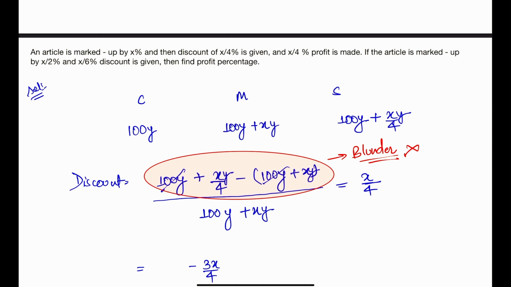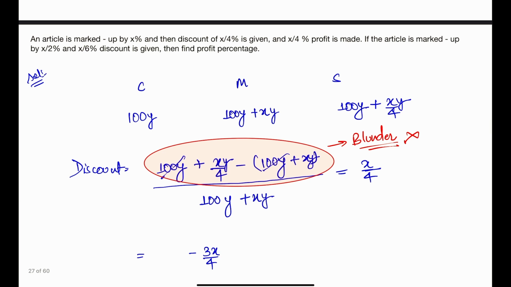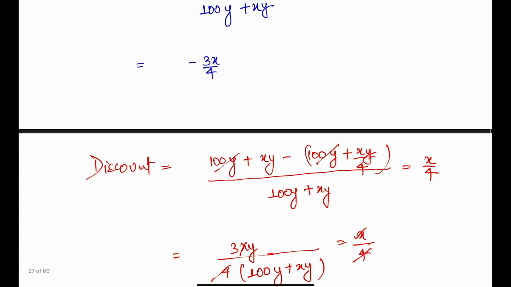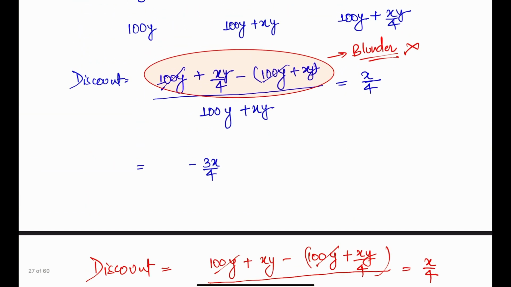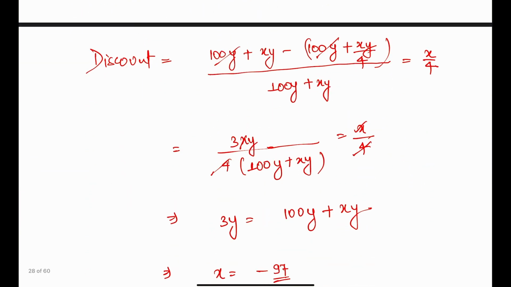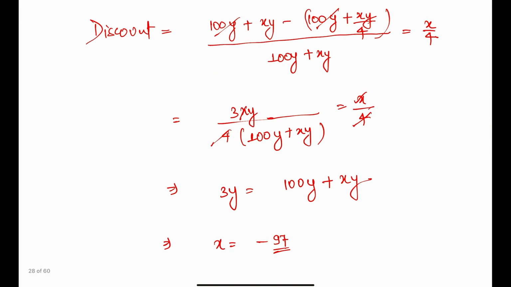Then the markup price is in comparison with the markup price, so the discount is with the markup price. So 100 plus x by y, 100y plus x plus y minus of this value, 100y went away, so 3x by 4 into 100 by 4 into equal to x by 4, which is the percentage value.